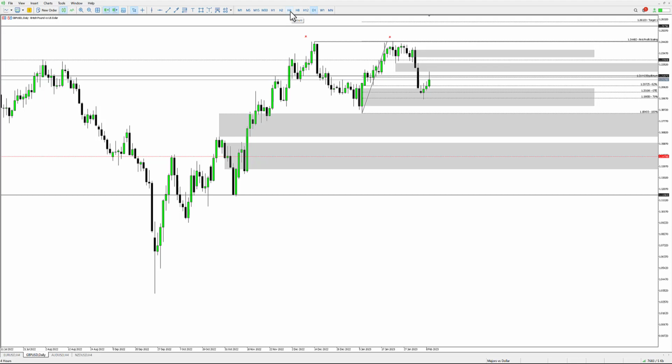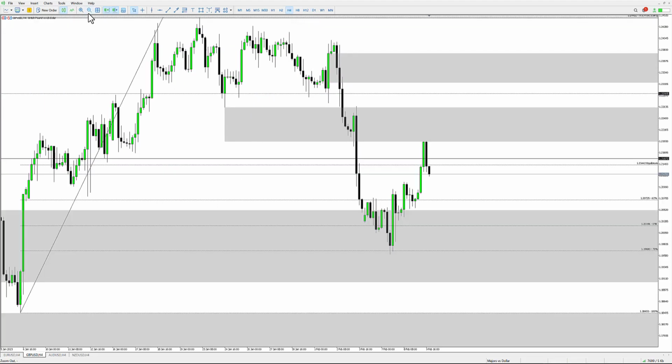So defining your entries on your H4 chart, right? See the most interesting part. This is our H4 chart, right? Look at the optimum trade entry, look at the 79%, look at the 62%. All these levels are all near our higher time frame discount area.